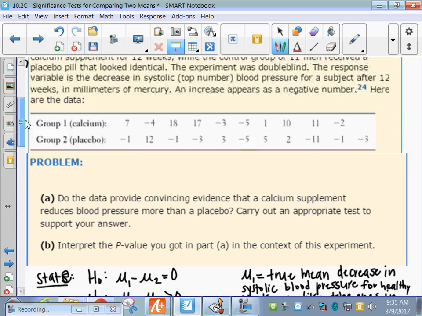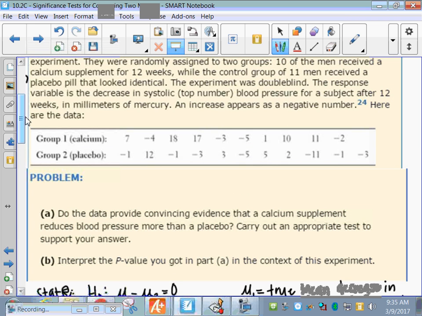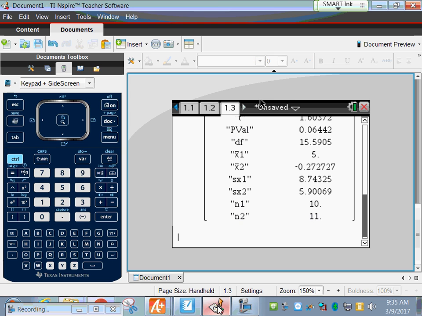So we do not have enough people, right? We only have 11 in one and 10 in the other. So what are we going to have to do? Look at those lovely graphs.